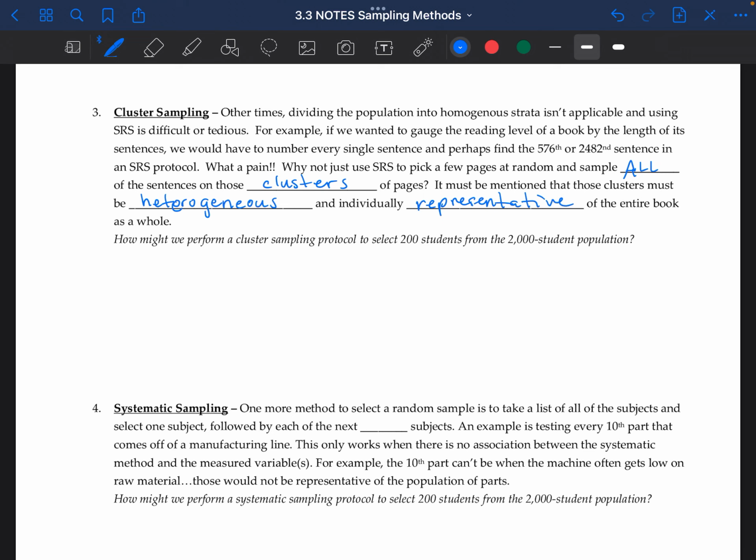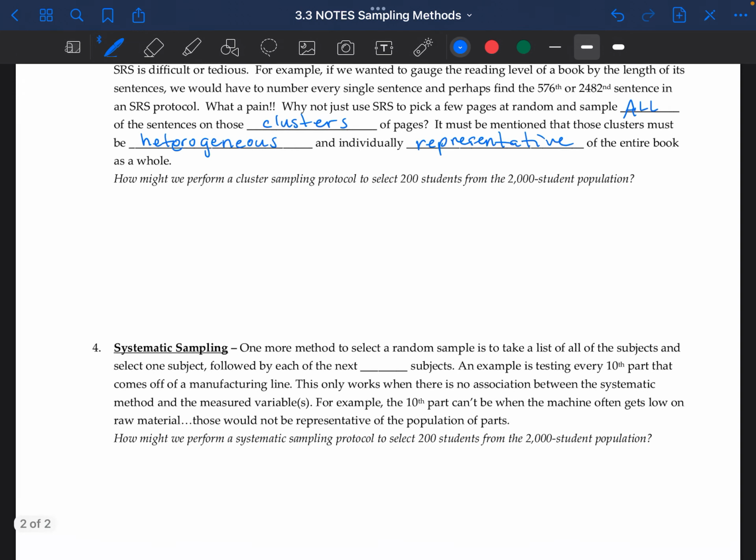So I'd like you to brainstorm. At our school, at Fremont, can you think of a way to take our student population and chunk them up into heterogeneous groups and just sample a few of those? How might you do that? Brainstorm and write it down.